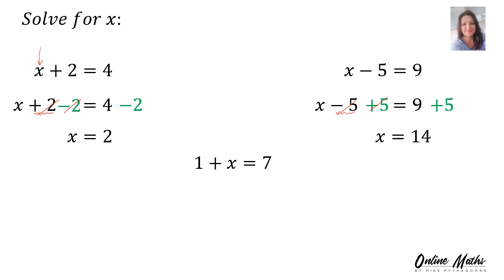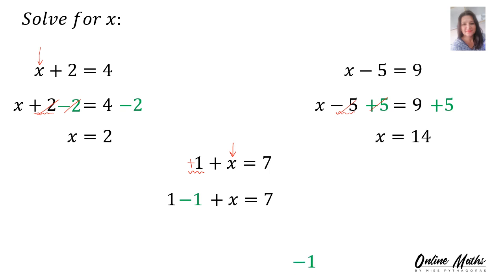Let's do another example. Equation 1 plus x is equal to 7. Then I want to isolate x. I want to make x the subject of the formula on the left hand side. So what's in the way is the 1. Can you remember, if there's no sign, it means there is an invisible plus. So to get rid of the plus 1, the additive inverse for plus 1 is minus 1.